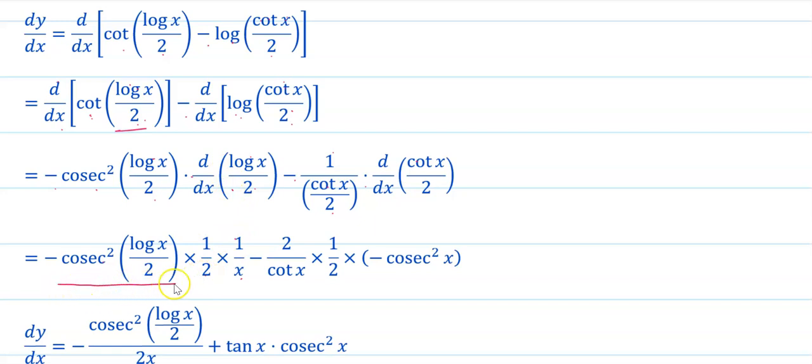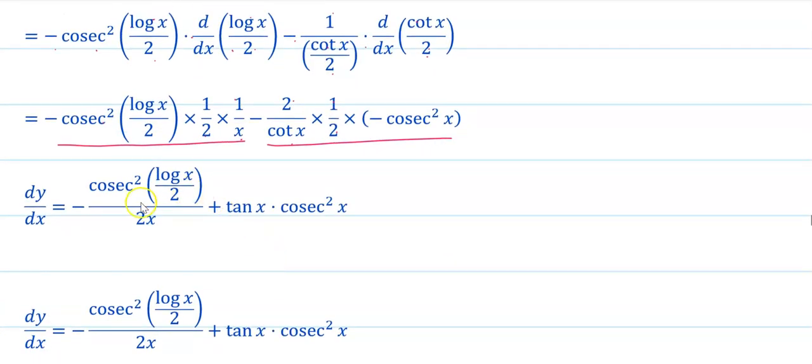Hence we have the total derivative. Now again, minus 1 upon cot of x upon 2, and the multiplied term reciprocal becomes 2 upon cot of x. Next, this 1 upon 2 is taken here, this 1 upon 2. The derivative of cot x is minus cosec square x. And here is the complete derivative.